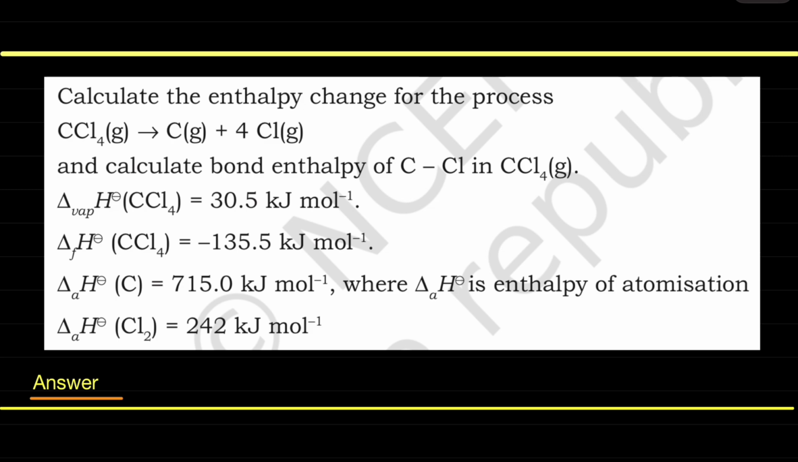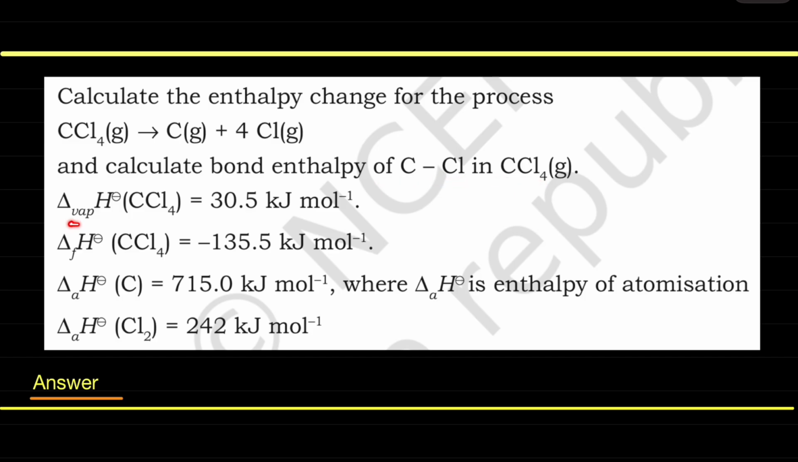This question is from Chemistry, chapter Thermodynamics. In the question, we have to calculate the enthalpy change for the process CH4 forms carbon in the gaseous state and 4 atoms of chlorine in the gaseous state. This CCl4 is also in a gaseous state. And here, we also have to calculate the bond enthalpy of C-Cl in CCl4.